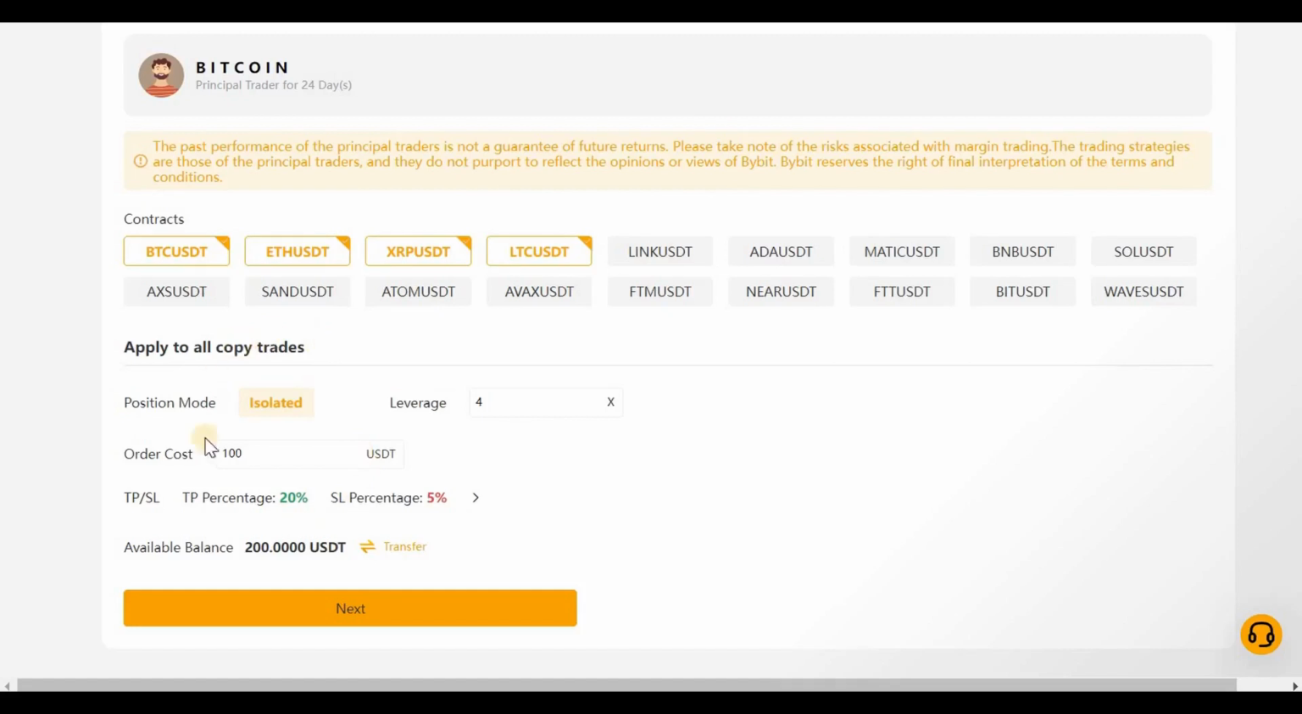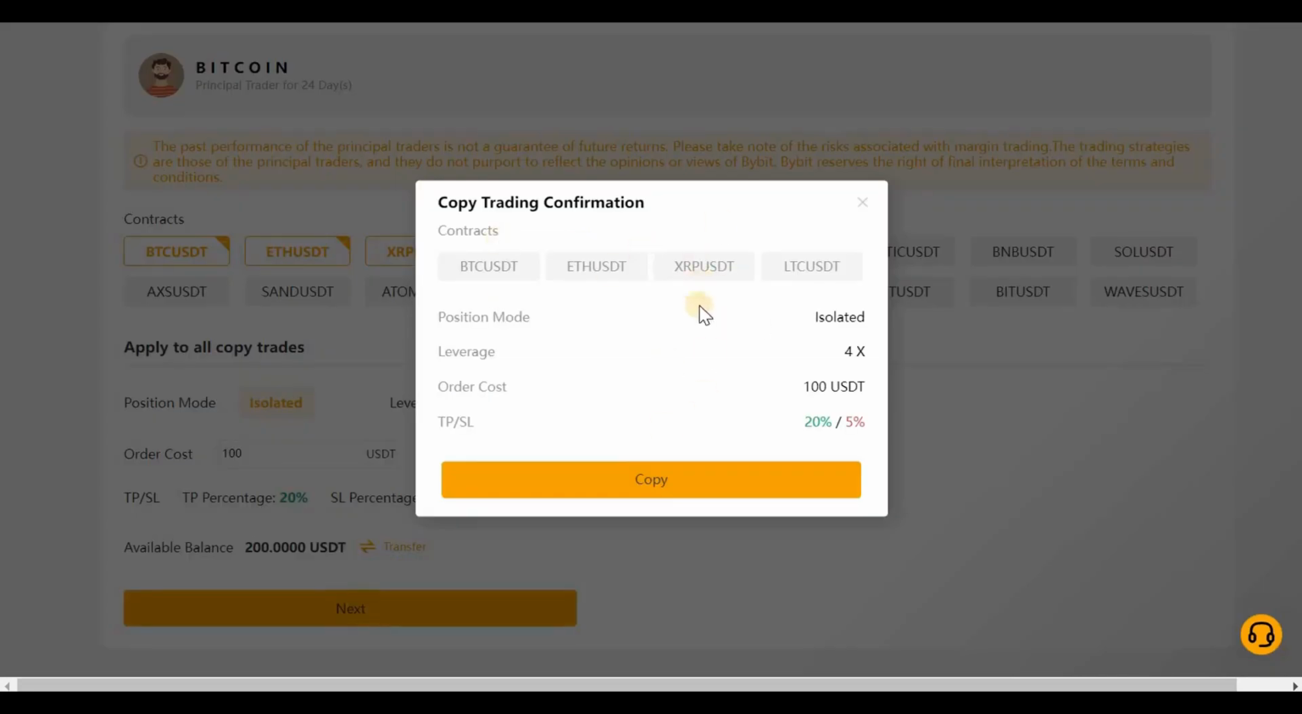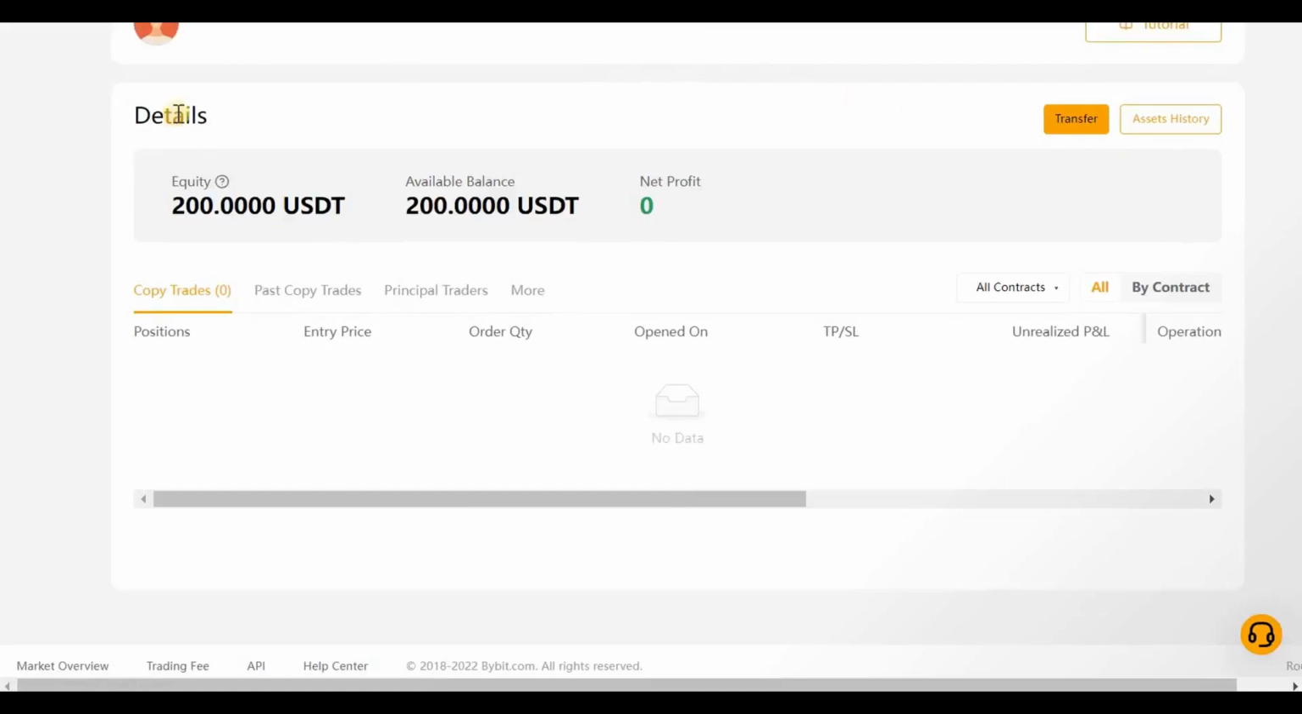Right now, I can go ahead and copy this principal trader's strategy. This right here is a 1:4 risk to reward ratio. I would go ahead and click on next right here. These are my details and I can start copy trading. You can see that right now I just started copy trading with an equity of 200 USDT, and when the principal trader enters any position, I am going to see everything right here.